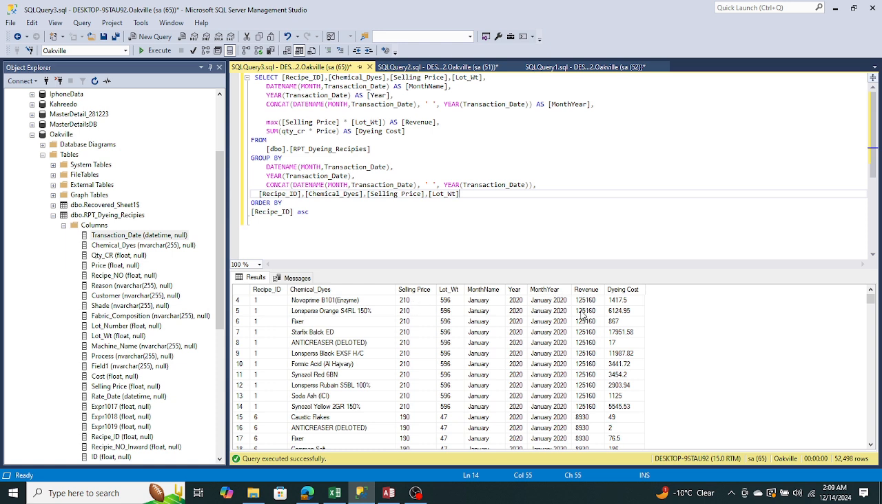Price would stay the same, but the cost would be different because different chemicals are being used in this recipe, like these, this, and their costs are different. Each chemical has a different cost, right?